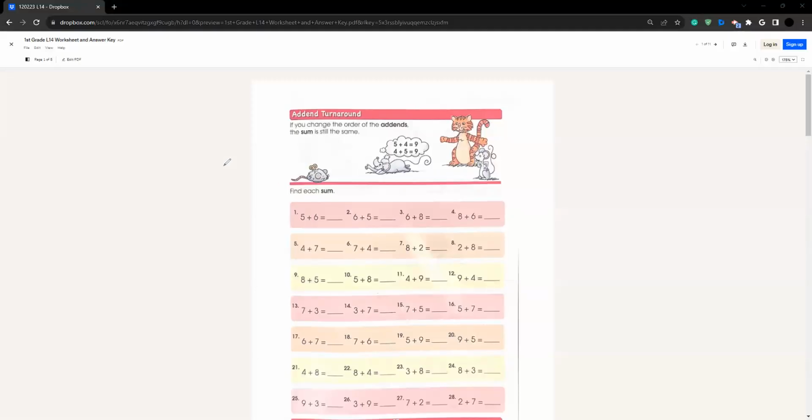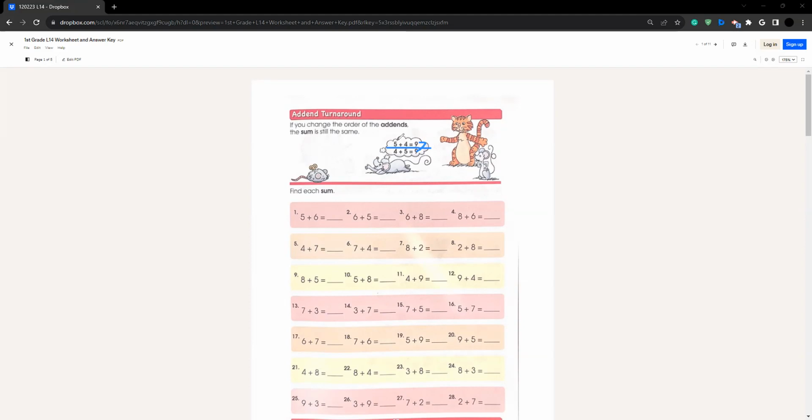Today we're going to do lesson 14, first grade, and let's go. The directions are, if you change the order of the addends, the sum is still the same. Okay, so we see in the bubble 5 plus 4 on the top right, and then 4 plus 5 on the bottom, but they both equal the same number, that is 9. So because we see this, we know that the order does not matter when we do addition.